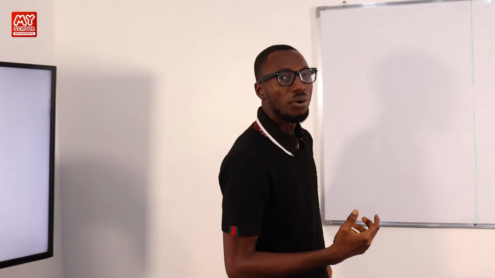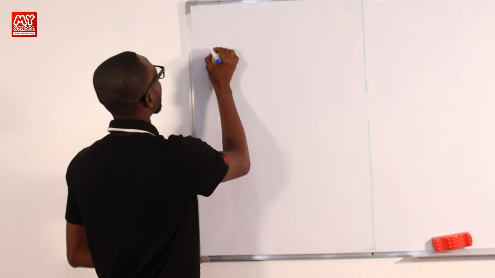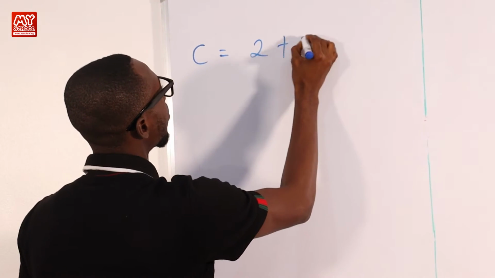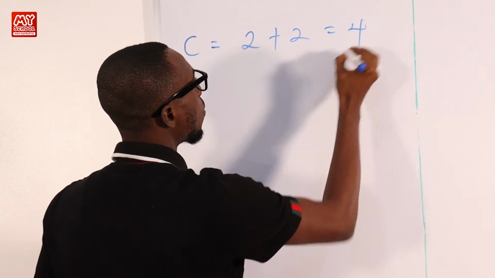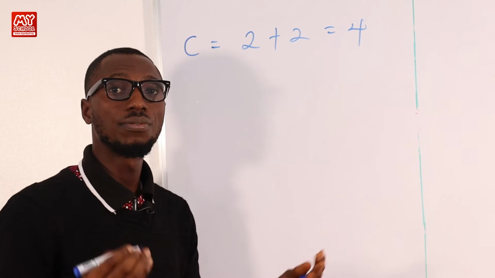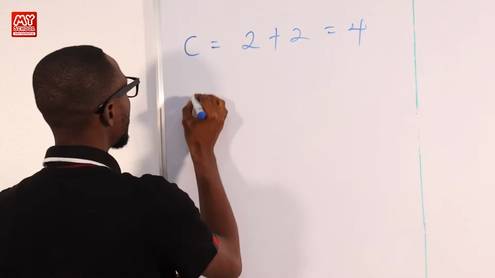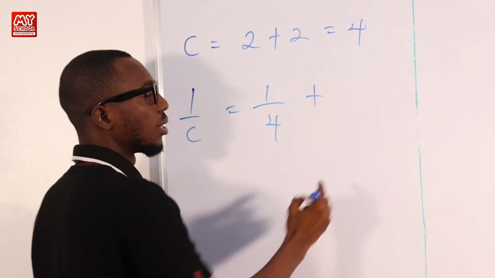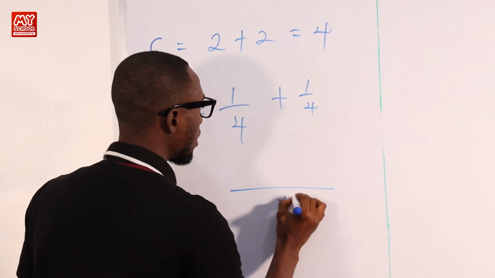At first, we recall that for capacitance in a parallel arrangement, that will just give us 2 plus 2, which equals 4 microfarad. Then the other one forms an arrangement in series. That arrangement in series equals 1/4 plus the other one we already have, that is 1/4. So we have our LCM as 4.